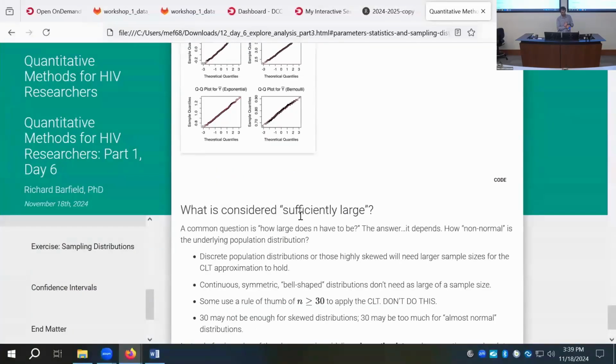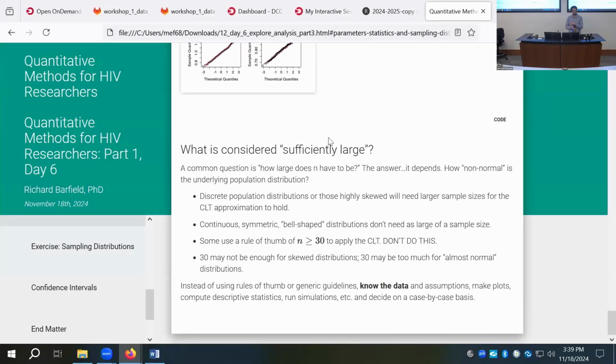So what is sufficiently large? It really depends. It depends on how non-normal the data is. If it's really, really skewed, it may require a much larger n. If the data is already continuous or relatively symmetric or bell-shaped, you may not need a large one. So the rule of thumb that people may have heard of, n greater than 30, maybe doesn't apply. You really have to know the data and look at it and see what's going on.